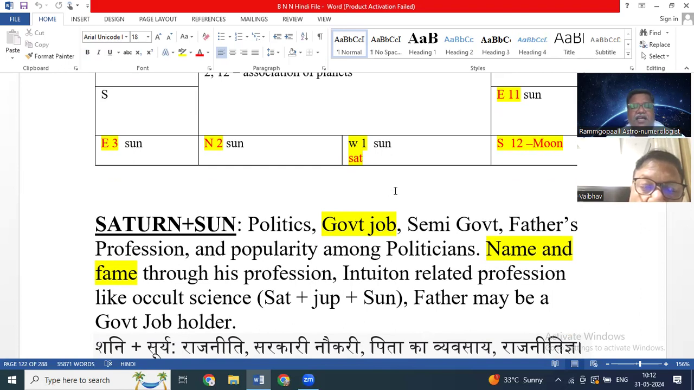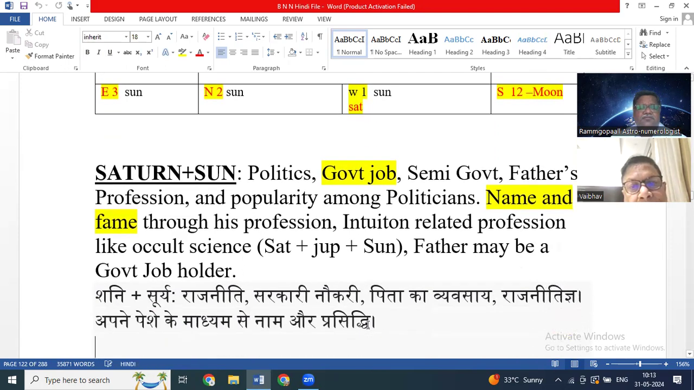Saturn is profession, Sun is name and fame. Sun is Atmakaraka, intuition related profession like occult science. So Saturn is connected to Sun, so the native will become a very good astrologer. And father may be a government job holder. Either the native or the father will become a government job holder. So we have to check from Saturn in 1, 5, 9, 3, 7, 11, 2, 12 whether there is Sun or not.